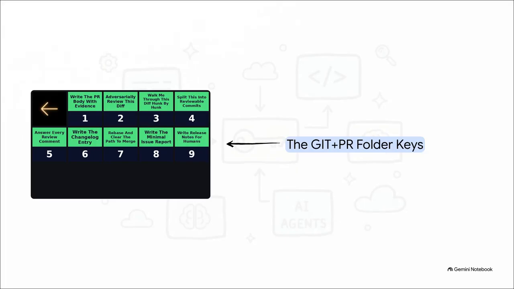Once you finally have a go decision, you move over to the Git plus PR folder. These command keys are specifically calibrated to take a completed, and sometimes pretty messy, working branch and turn it into a perfectly clean, well-documented, and easily reviewable merge.